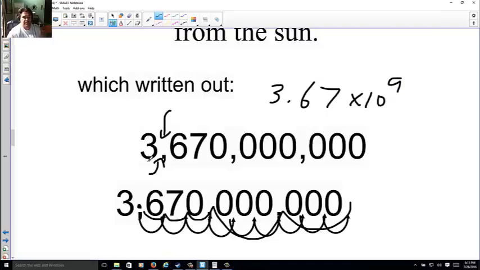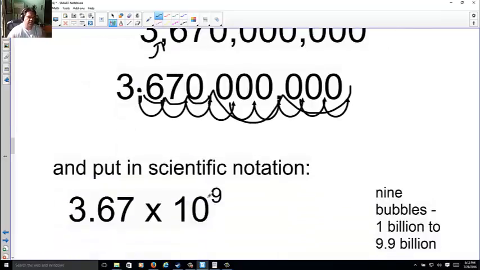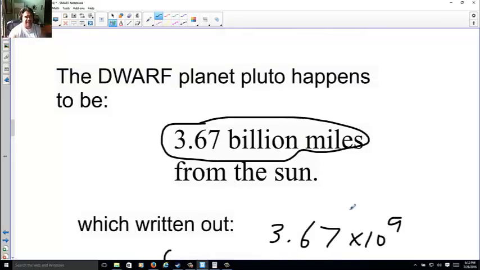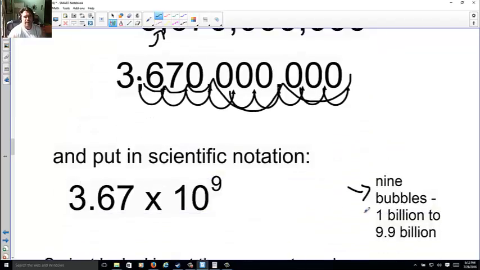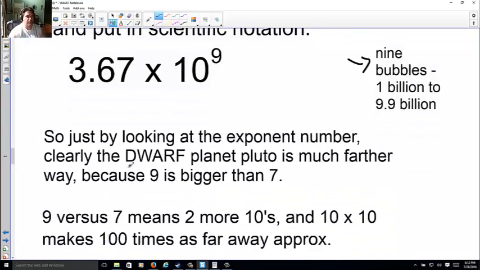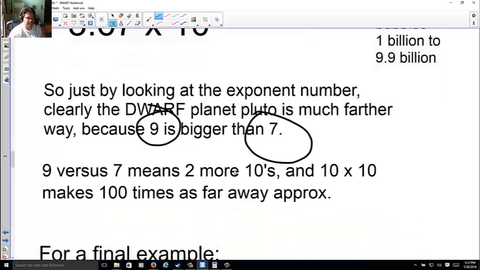Now, why is it positive? Because it was a huge number. It's not a small number. So, put in scientific notation, looks like this. So I know 9 bubbles is between 1 to 9.99999 billion. So while with 7s we're dealing with 10 million to 99 million, this is dealing with 1 to 9 billion. So clearly, look at the exponent number. Clearly, the dwarf planet Pluto is much farther away because 9 is bigger than 7. That's all I got to look at. 9 to 7 is going to be anywhere between 10 and 100 times larger.